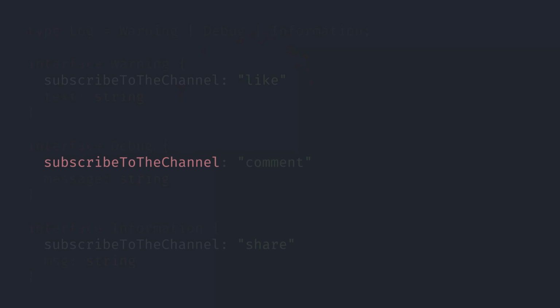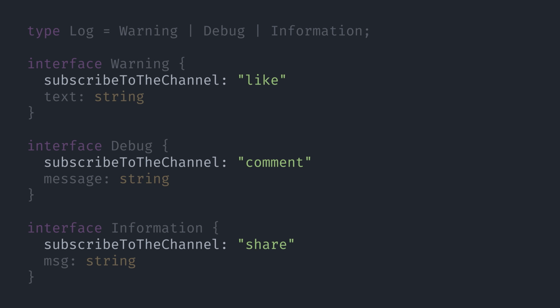To turn that into a tagged union type, we need a common property with literal types between our interfaces. It could be any property name, but to simulate a real-world example, we will call it subscribe to the channel. This property will serve as an ID for the different types of interfaces that make up the log type. Every interface will have a different literal type for that property. And that's it. The subscribe to the channel property is serving as a tag for the log type, so it is now a tagged union type.